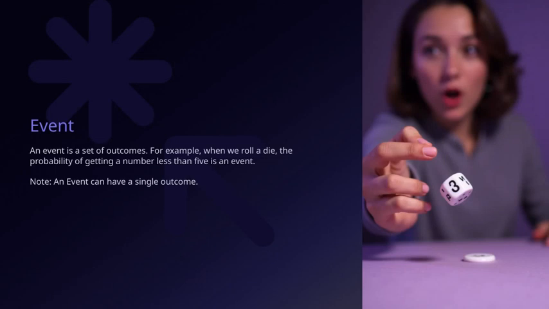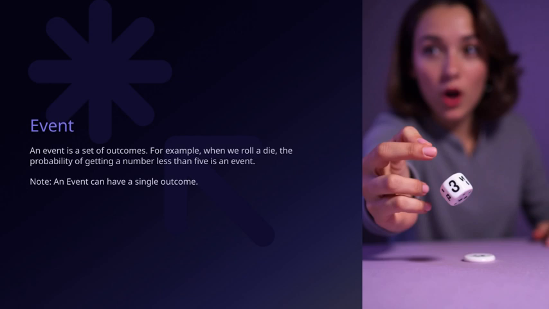Now, let's take a closer look at what an event really is. An event in probability can have just a single outcome, or it can include multiple outcomes. Think of it this way. An event is essentially a set of outcomes. For example, if we roll a die and we're interested in the event of getting a number less than 5, that set includes the outcomes 1, 2, 3, and 4. So in this case, the event is rolling a number less than 5, and it includes all those outcomes.